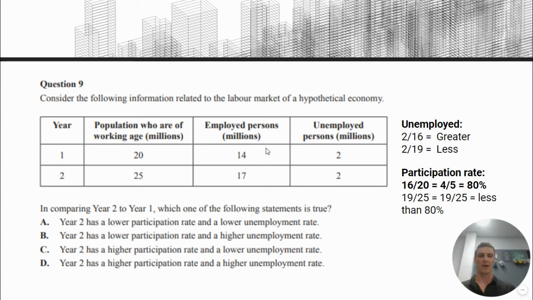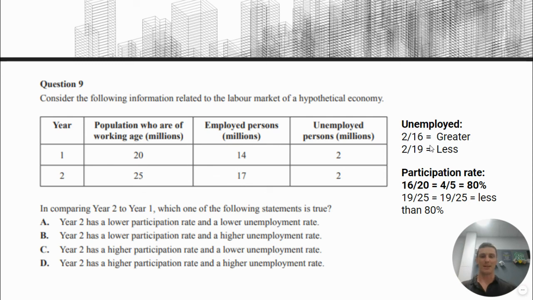Remember, let's do the unemployment rate first. The unemployment rate is the percentage of the labour force, these two together, who are in this basket here, unemployed. So we put 2 over 16, and we put 2 over 19. And as I said, we don't have to work the actual number out. We have to work out which one's greater and which one's smaller. So we can see that 2 over 16, I don't need to know that exactly, but I can see that that's going to be a larger percentage than 2 divided by 19. Because with the same amount of people, we're just dividing it into a larger group. So the percentage will be lower.